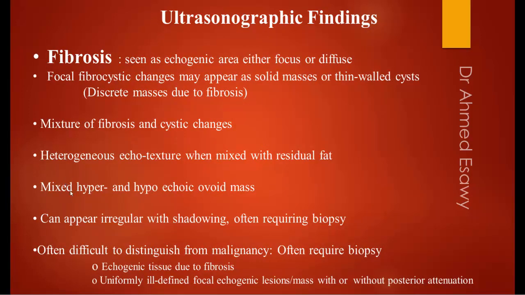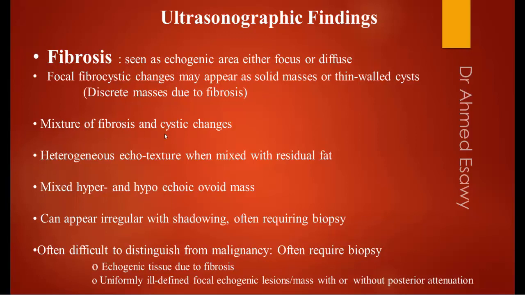Fibrosis: how is it present in ultrasonographic findings? Fibrosis is seen as an echogenic area, either focal or diffuse. Focal fibrocystic change may appear either as a solid mass as a result of fibrosis or a thin-walled cyst. Solid masses are due to fibrosis. So fibrosis presents as an echogenic area or mass-like, either diffuse or focal.